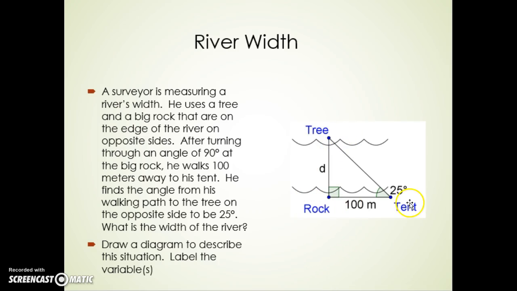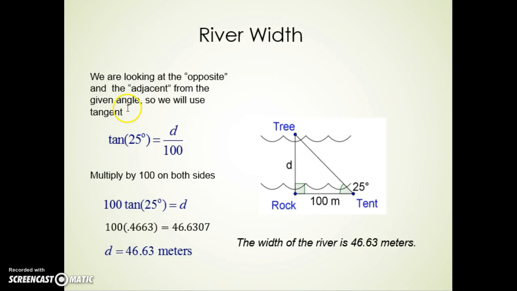So we've drawn our diagram, we've labeled everything correctly. So now let's set up our equation. So again, everything starts with the angle. We're looking to see what we have according to the angle. Well, we have the opposite side and we have the adjacent side. So again, we're going to use tangent. So the tangent of 25 degrees must equal opposite over adjacent. So there's my equation, and there is the unknown variable that I need to solve for.